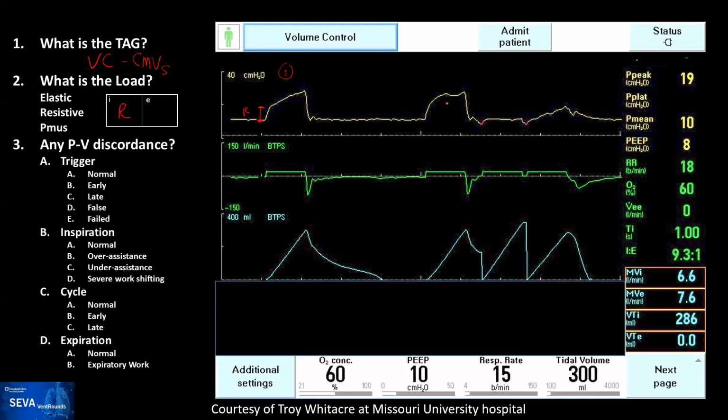And then on the second one, on the second breath, you have the presence of this deformation, and that makes me think that, because it's moving towards the baseline, there is PMOS there. So there's evidence of PMOS there.